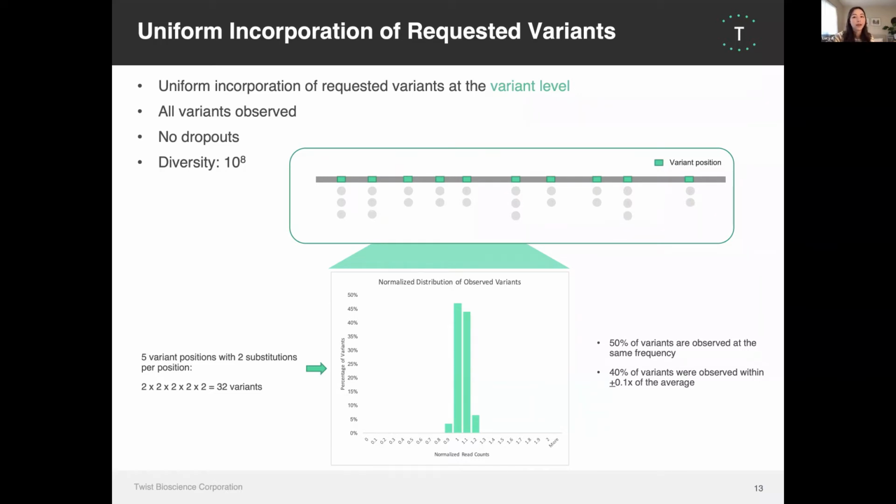And we pride ourselves in industry-leading oligo uniformity, which is how we're able to keep the variant distribution very tight. As you can see here, 50% of the variants are observed at the same frequency, and 40% of the other variants are observed at just 0.1x higher or lower than the average. And this indicates that when the library is screened, each variant has a very similar likelihood of being observed. And this shortens the time needed to screen the library. So there are no dropouts in the library, and you know exactly what variants exist in your library because they've been designed in silico and synthesized individually.